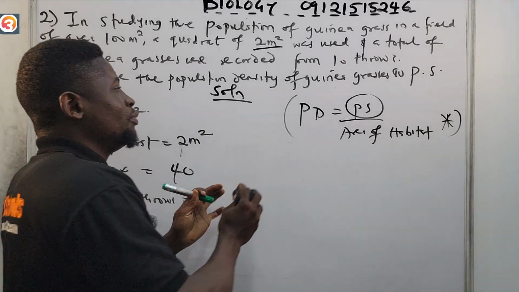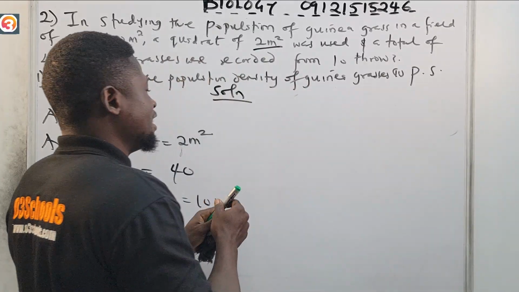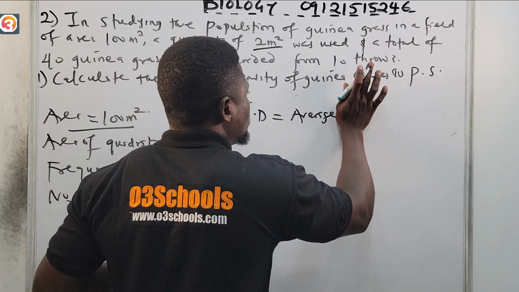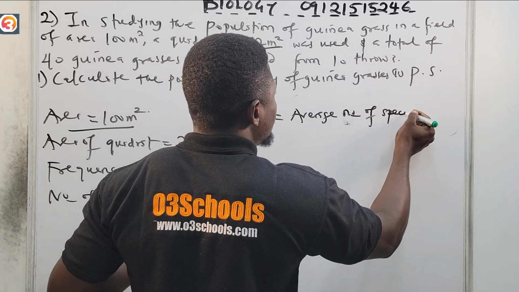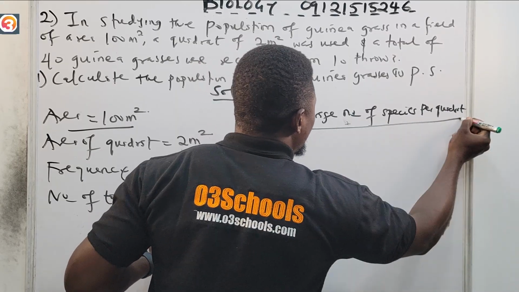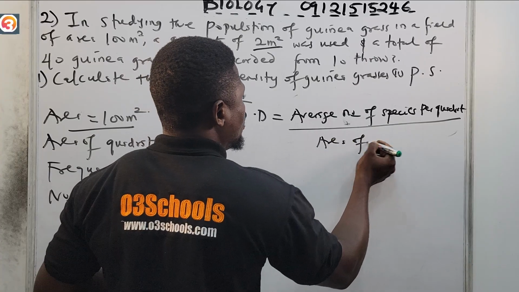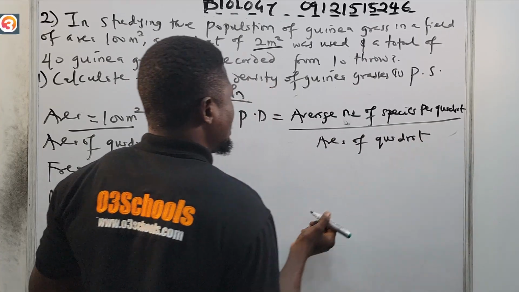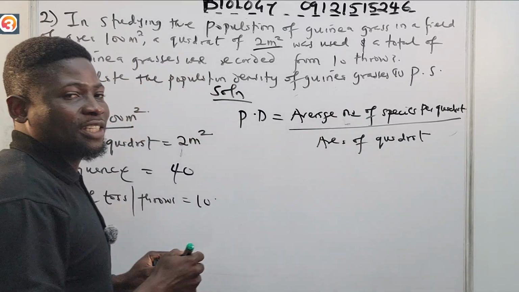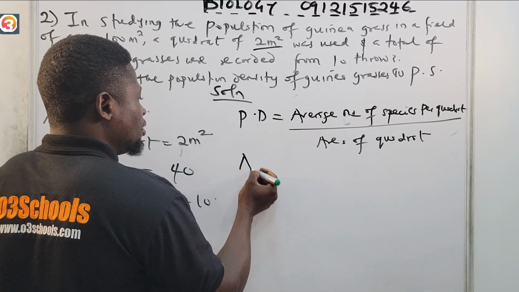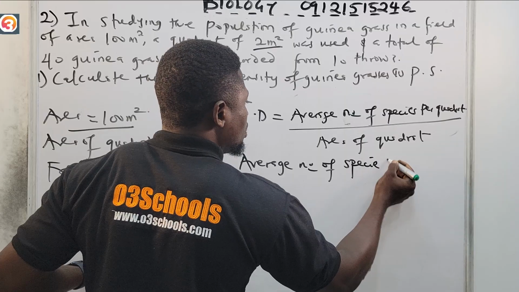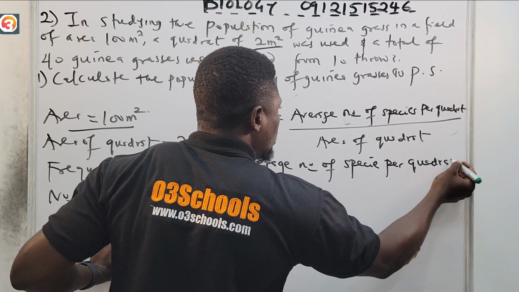Therefore, the other formula will now have to come to bear. We know that population density is average number of species per quadrat all over area of quadrat. Why this one will work is because we know the area of the quadrat and we can calculate the average number of species per quadrat. To calculate average number of species per quadrat, we know that average number of species per quadrat is equal to what?